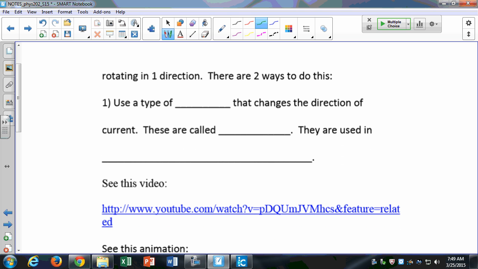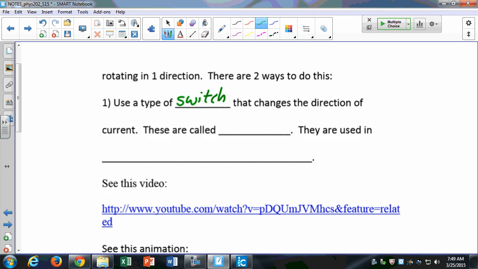One, you can use a type of switch. Y'all use a switch in the lab to change the direction of current. What's that switch called? You remember? Right, the double throw switch. So that switch changes the direction of the current. That's that black switch. It has a couple different positions. Mostly, I think in lab y'all use it just as a simple switch, but in the magnetic field lab you use it as a double throw. It actually changes the direction of the current. So use a type of switch like that.